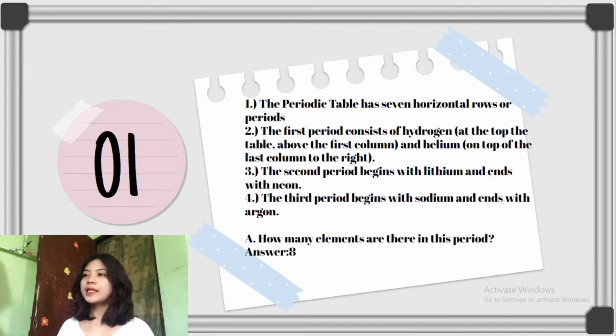The periodic table has 7 horizontal rows or periods. The first period consists of hydrogen, which can be seen at the top of the table above the first column, and helium on top of the last column to the right. The second period begins with lithium and ends with neon. The third period begins with sodium and ends with argon. How many elements are there in this period? There are 8 elements in this period.